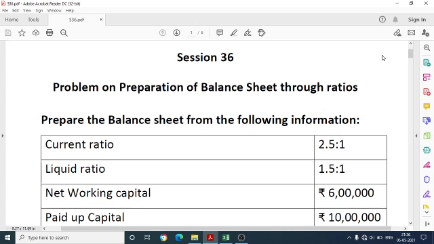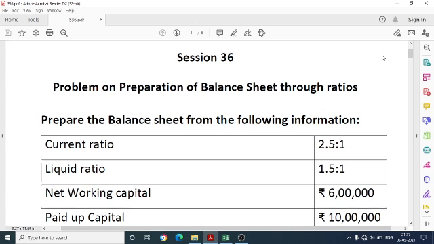Today we will be working on a problem on preparation of the balance sheet, or preparation of the financial statement, with the help of the ratios. So, a very important problem in the ratio analysis chapter, where you can make use of ratios to calculate the values or items of the financial statement.